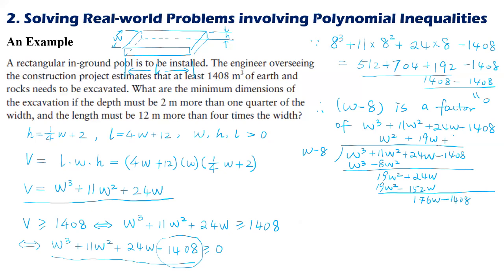And then we can put a 176W minus, so 176 times 8 is 1408. So the other factor must be w squared plus 19w plus 176, right? So here, let's call this asterisk, which is equivalent to w minus 8 times w squared plus 19w plus 176 greater than or equal to 0, right?